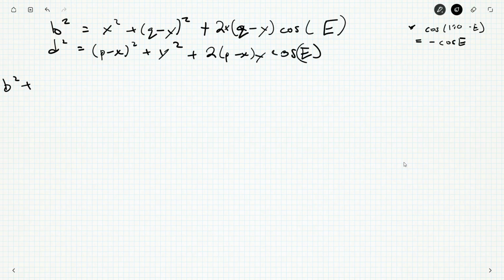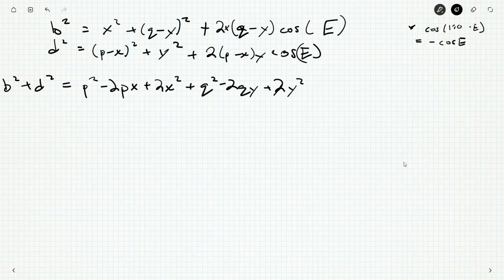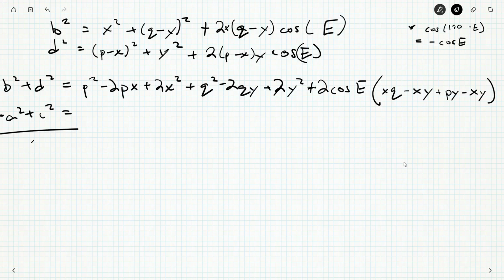Alright, so then b squared plus d squared is going to be p squared minus 2px plus 2x squared. Ooh, that's looking good. Plus q squared minus 2qy plus 2 copies of y squared. And then plus 2 cos e. And then what have we got? We've got xq minus xy plus py minus xy. Okay. And a squared plus c squared, and if I subtract these, I get 0 on one side.